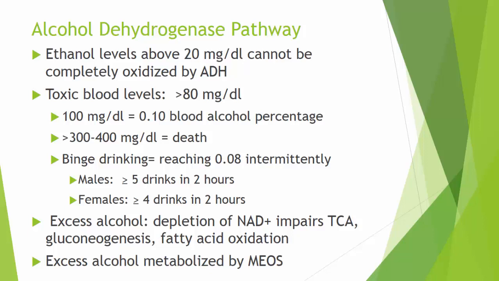Binge drinking is defined as reaching a blood alcohol percentage of 0.08 intermittently, meaning that, on different days, you drink enough alcohol to get that level of blood alcohol. In males, this equates to greater than or equal to 5 drinks in 2 hours. For females, it's greater than or equal to 4 drinks in 2 hours.